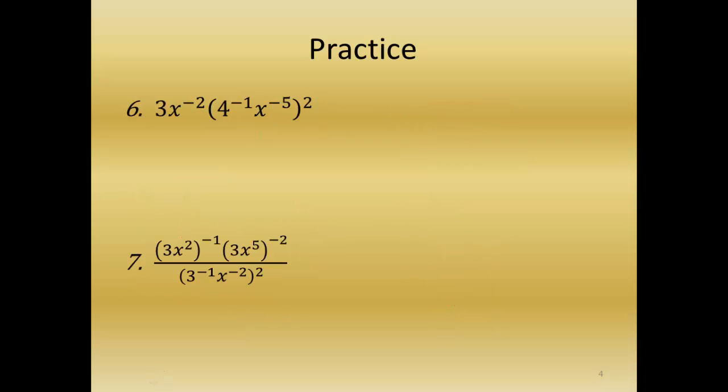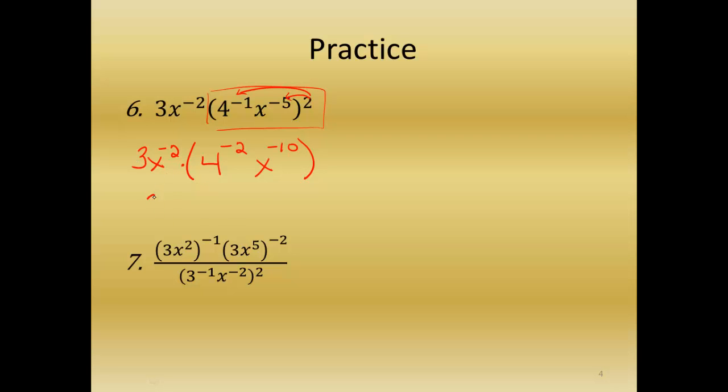So get things a little bit more complicated here. Number 6, there's a lot of stuff going on. You have a 3x to the negative 2 times 4 to the negative 1, x to the negative 5th squared. So order of operations says I need to do this exponent first. 3x to the negative 2 just is going to hang around for a little bit. Multiply the exponents, so it becomes 4 to the negative 2, x to the negative 10. Now this is a multiplication problem.